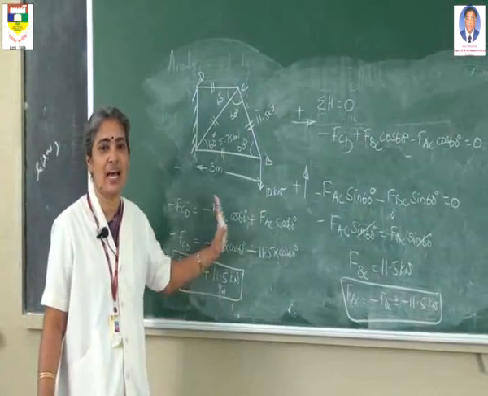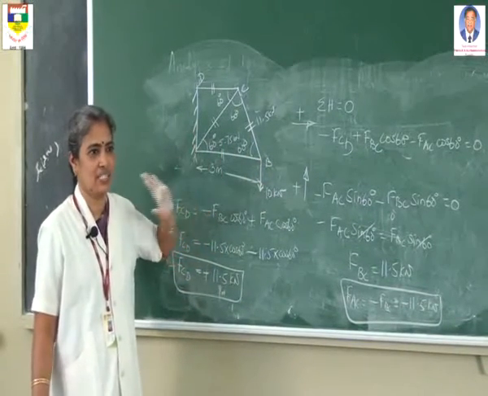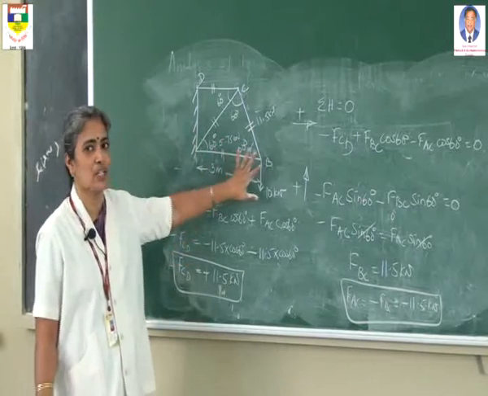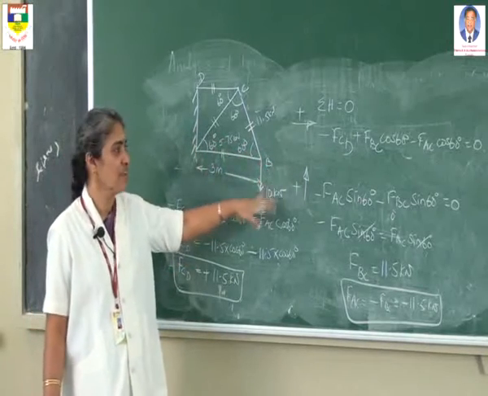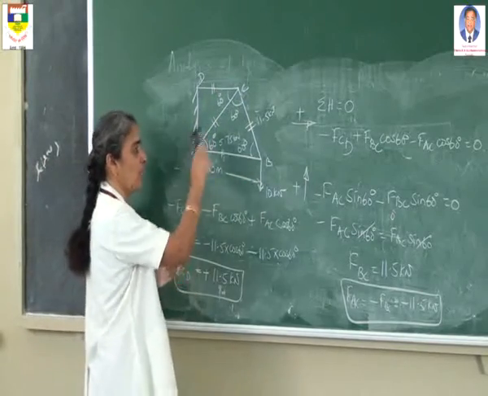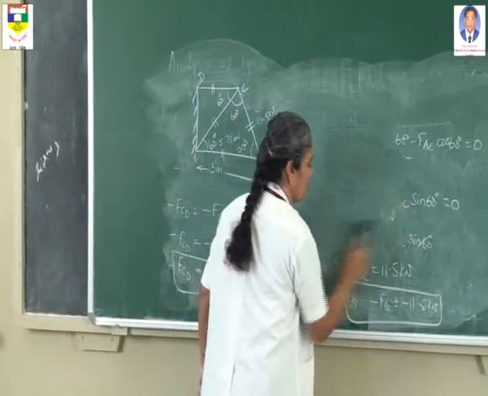That is the difference between the analysis of simply supported truss and the cantilever truss. In the cantilever truss, first we have to determine the reaction components. Here there is no need to find the reaction components. We directly start from the free end. So after determining all these member forces, again you have to draw the force table. That is very, very important.